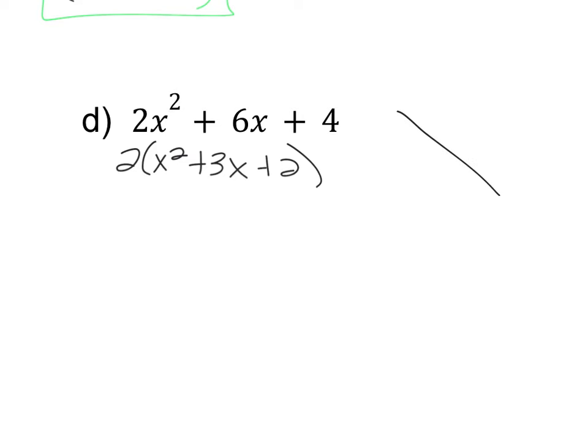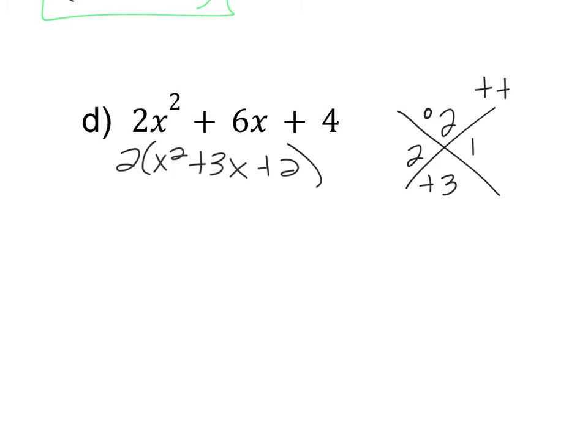So we need two numbers that multiply to be 2 and add to be 3. Since they are both positive, we know we need two positives, right? Because if two numbers multiply to be a positive, it's either two positives or two negatives. And since they add to be a positive, we know it has to be two positives. So in this case, it looks like it would be 2 and 1, right? Because 2 times 1 is 2 and 2 plus 1 is 3.